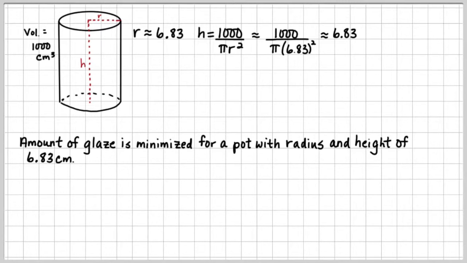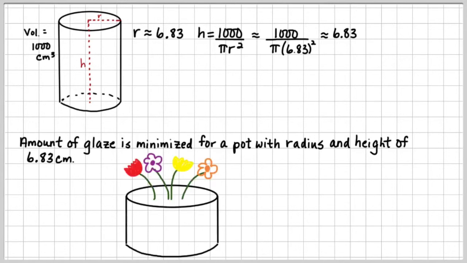What's surprising about this really isn't the numbers, it's the fact that my drawing doesn't seem to depict the reality of the numbers. So we really ought to redraw this pot. So a pot with a radius of 6.83 centimeters and a height of 6.83 centimeters looks a little more like this.